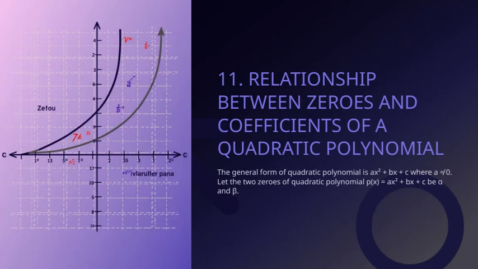Let's take a closer look at the general form of a quadratic polynomial, which is ax² + bx + c, where a is not equal to 0. This form is fundamental because it covers all quadratic equations.